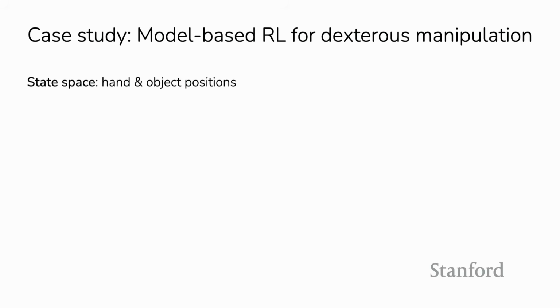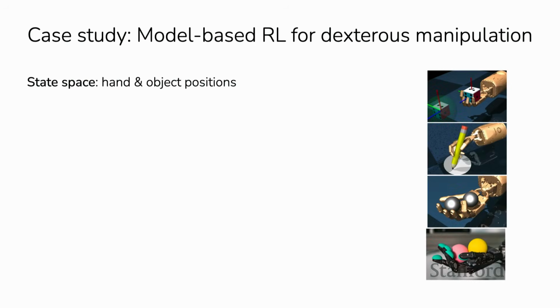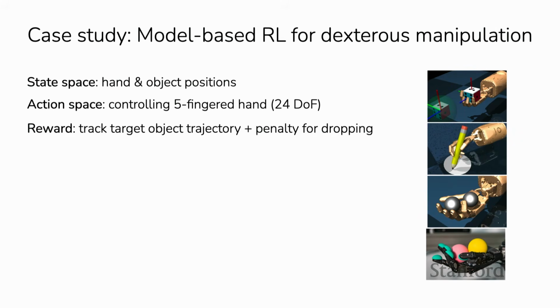So the way it works is the states are the position of the hand and the position of objects. This assumes that you know the 3D position of an object, which you can estimate with a computer vision system, or put motion capture markers on the objects. Whereas the hand position, you can use sensors in the hand itself in order to measure the hand positions. The action space is to control a 5-fingered hand. It has 24 different joints that you can control. And the reward is to target some kind of object trajectory where there's also some penalty for dropping the object.